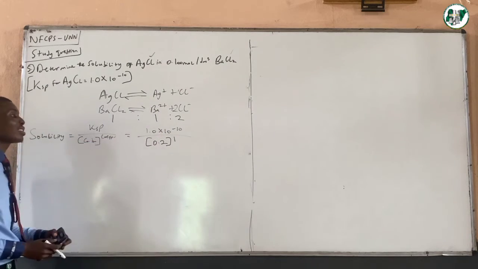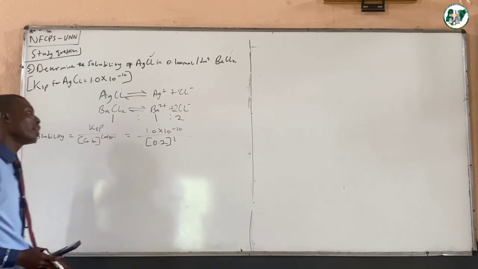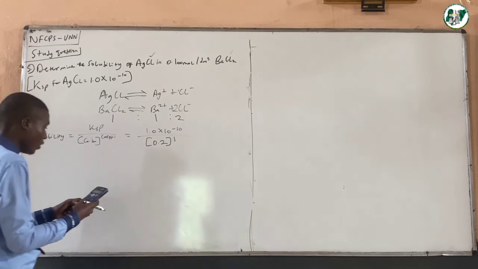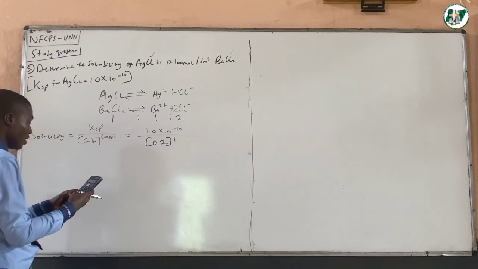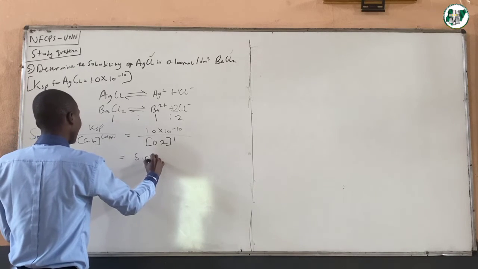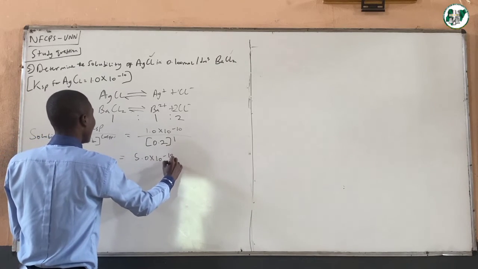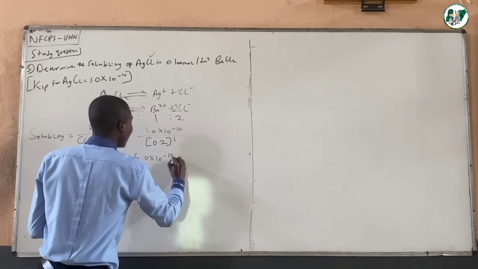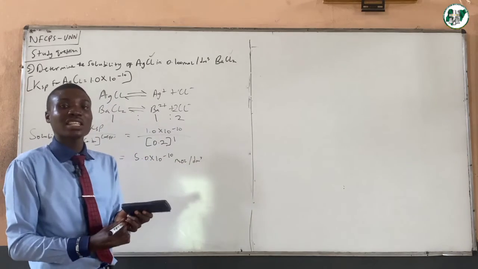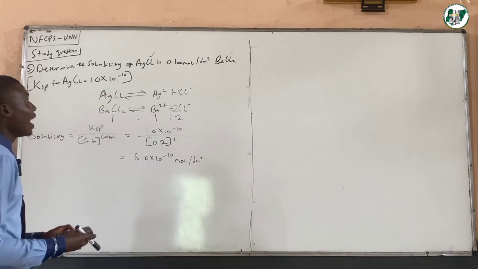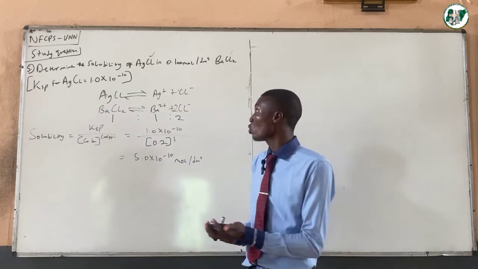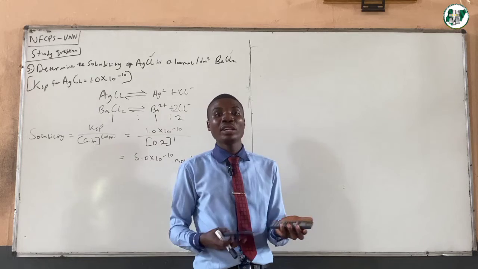So that's 1.0 times 10 raised to the power of minus 10 divided by 0.2 raised to the power of 1. So that's 1 times 10 raised to the power of minus 10 divided by 0.2, and our solubility is going to be 5.0 times 10 raised to the power of minus 10. So this is the solubility. This will be mole per dm cube. So this is the solubility of AgCl in 0.1 mole per dm cube of barium chloride. So this is going to be the end of the tutorial on chemical and ionic equilibria.